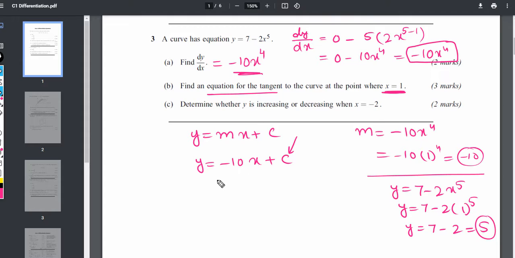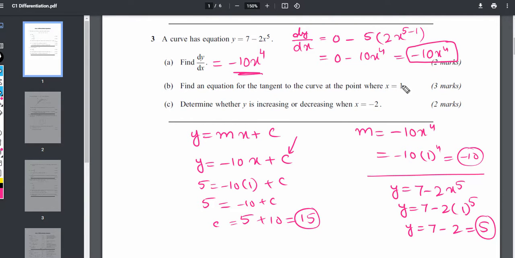So I'll put 5 over here and 1 over here, and I'll work out the value of c. So it'll be like 5 equals to minus 10 plus c. So c will become equal to 5 plus 10, that will be equal to 15. So negative 10 is my gradient, and 15 is my y-intercept. Now I can write down the equation for my tangent at x equals to 1, and that would be y equals to minus 10x plus 15. So this will be my equation for the tangent of the curve at x equals to 1.